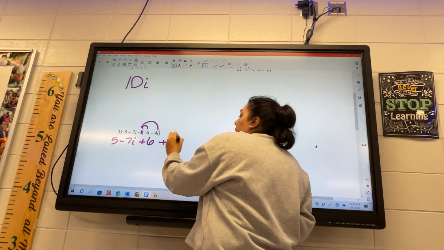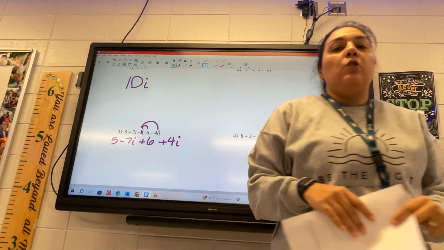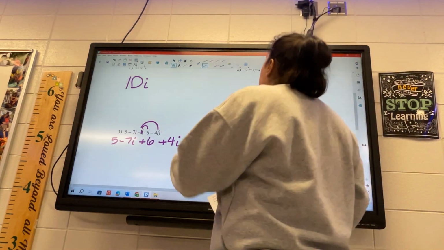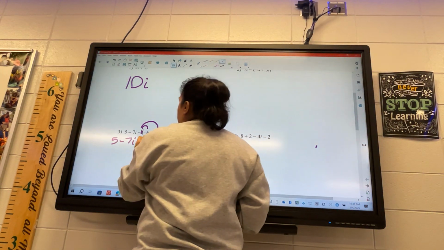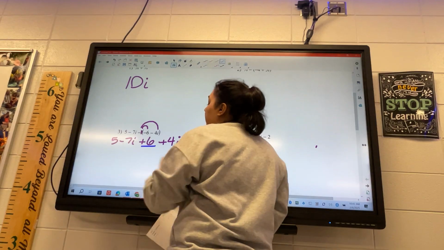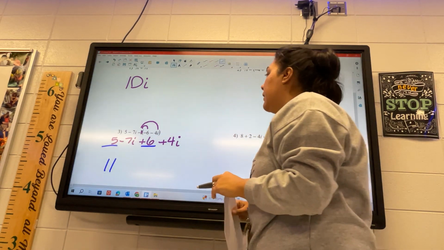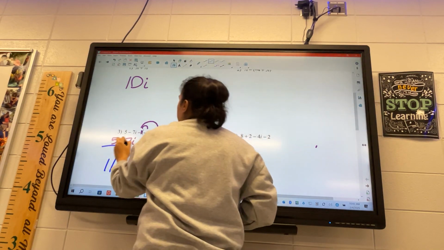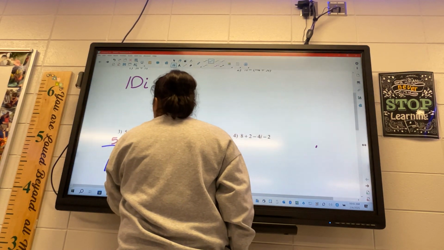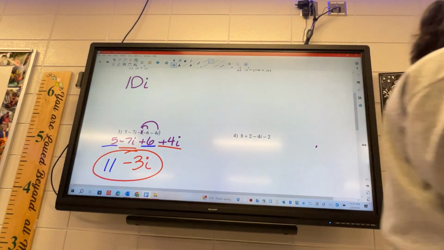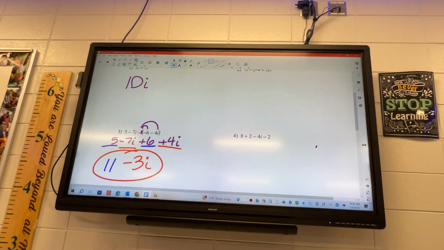Positive 4i. Okay? Now, if we're looking at this, who can go together? Who can get put together? 6 and 4. 6 and who? 5. Okay, so that's going to be 11. Who else can go together? -7 and 4. So -7 and 4 is going to give me a -3i.